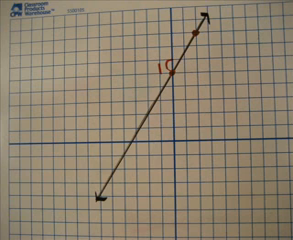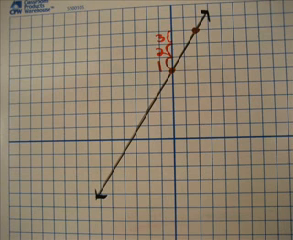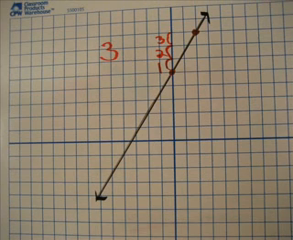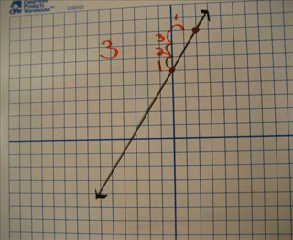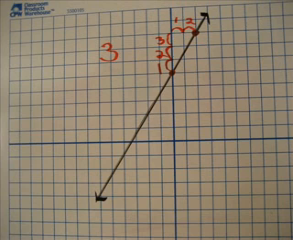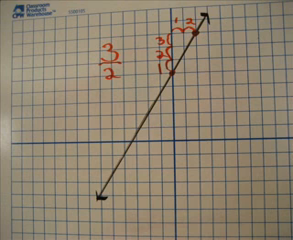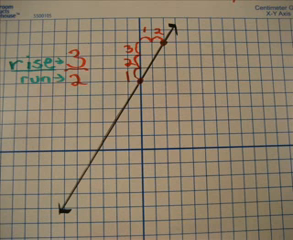So we're going to go up 1, 2, 3. That's our rise of 3. And over 1, 2. That's our run of 2. So rise over run, or slope, is 3 over 2.